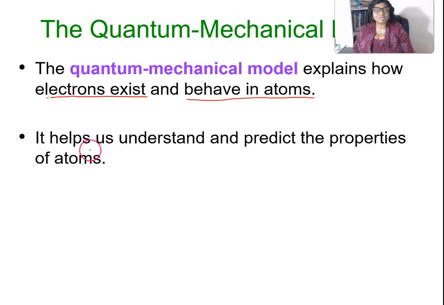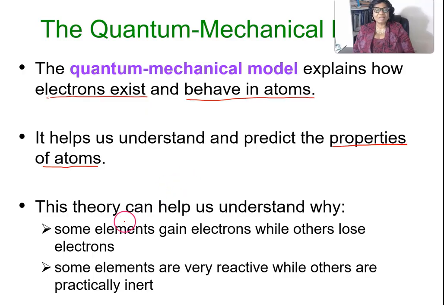So this model will help us understand and predict the properties of atoms. And this theory can help us understand why some elements gain electrons while others do not. It will also help us understand why some elements are very reactive while others are inert. So that is what this model is going to help us understand.